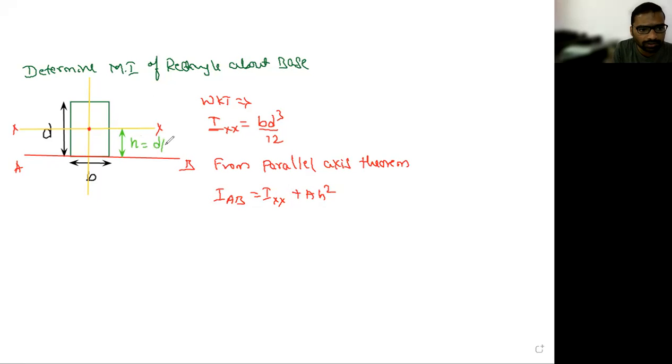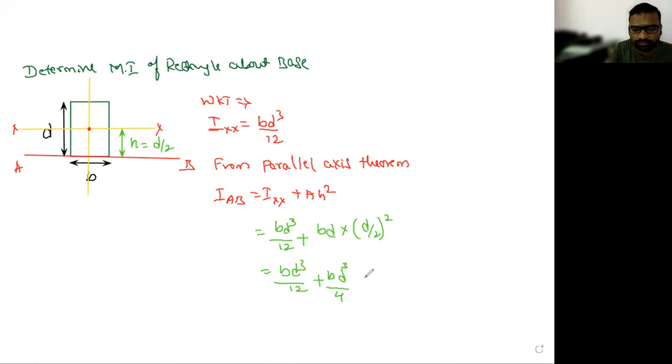D by 2. Okay, I want to find out IAB. So IAB is equal to IXX, which is how much? BD cube upon 12 plus what is the area of the rectangle? B into D. Yes, sir. Into D into what is the value of H? H is equal to D by 2, bracket square. So BD cube upon 12 plus BD into D square upon 4, that is BD cube upon 4. Is it correct, everyone? Yes.